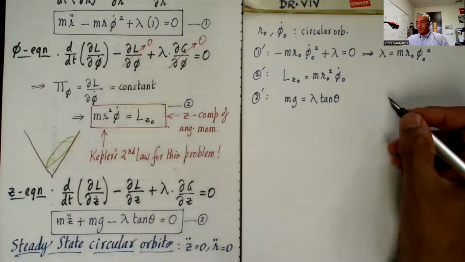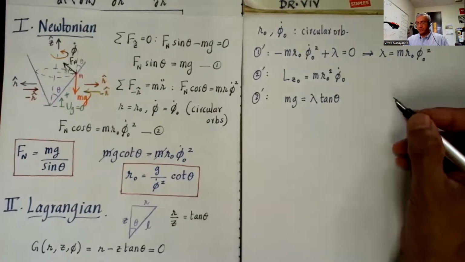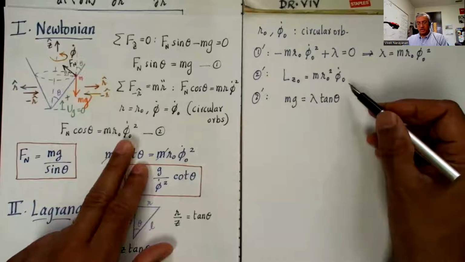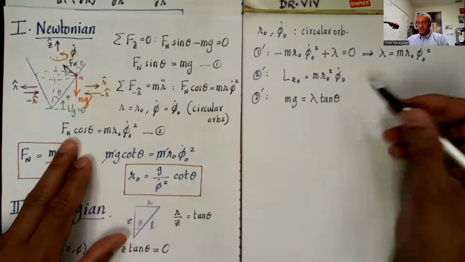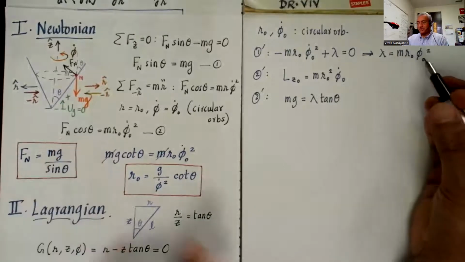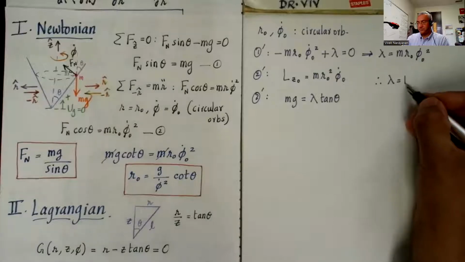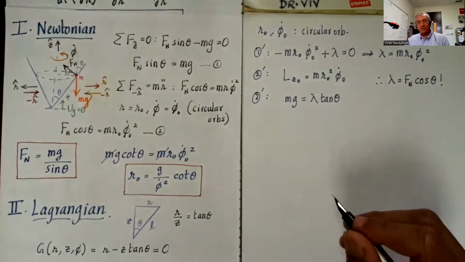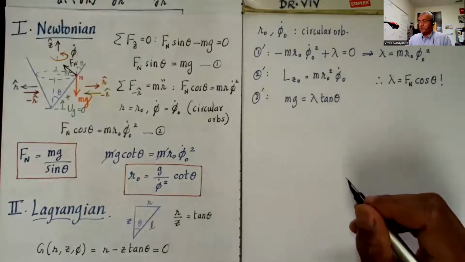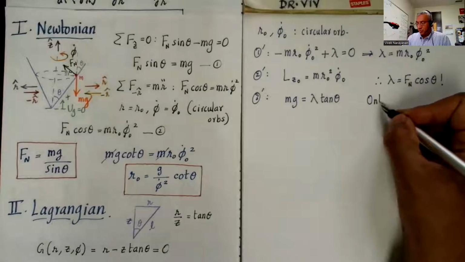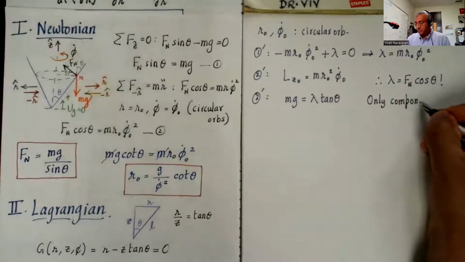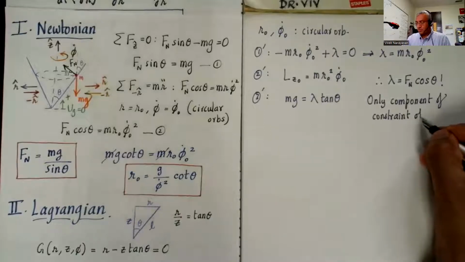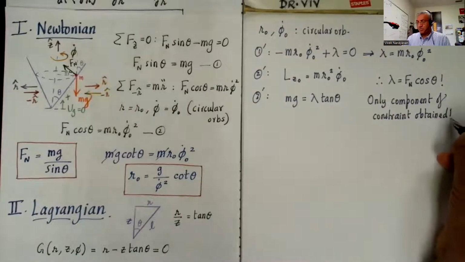Now it's a good time for us to compare with our Newtonian framework. In the Newtonian framework, m r naught phi dot naught squared was precisely Fn cosine theta. So lambda is Fn cosine theta. It is only a component of the constraint. So I'll write here: only component of the constraint obtained.